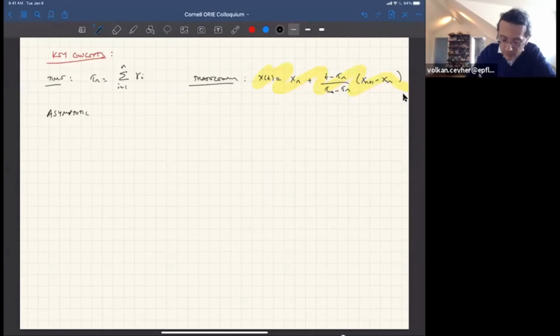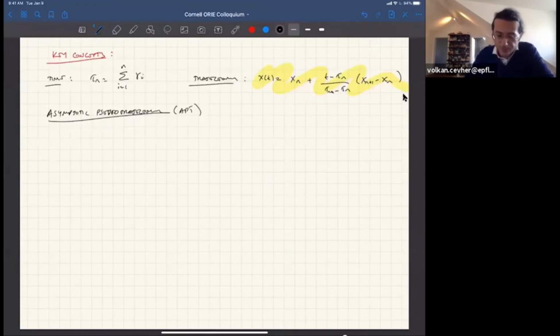asymptotic pseudo trajectory, or APT. The idea is this discrete thing approximating the continuous xt mean dynamics arbitrarily well. So we're going to look at the limit as t goes to infinity over window sizes of some length. And we're going to look at xt plus some window plus this trajectory.